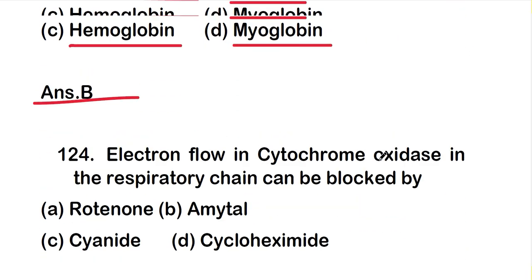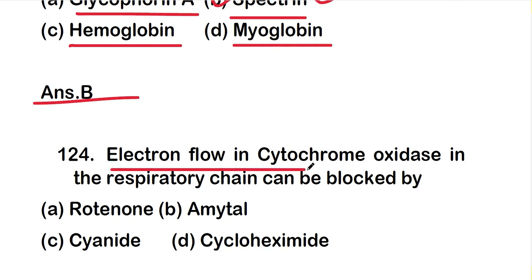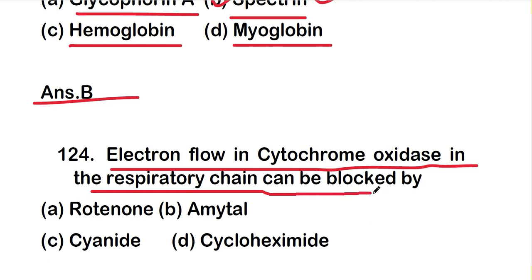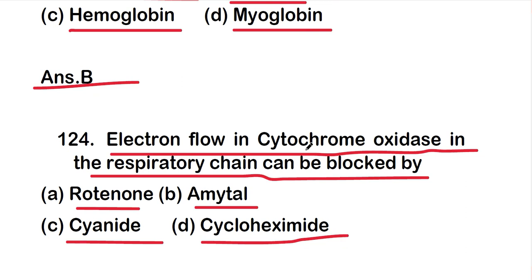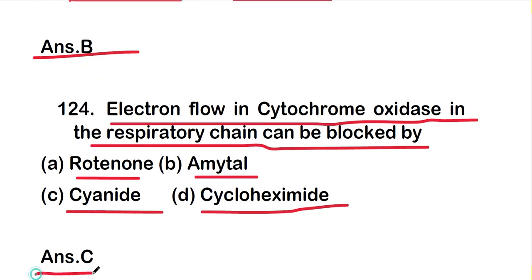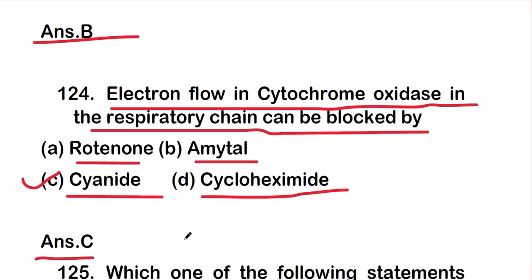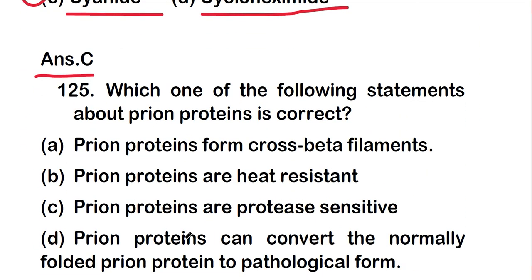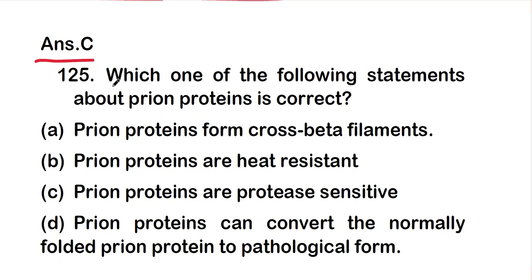So next question. Next question is, electron flow in cytochrome oxidase in the respiratory chain can be blocked by option A rotenone, option B amytal, option C cyanide, option D cycloheximide, and the right answer is option C, that is cyanide. So electron flow in cytochrome oxidase in the respiratory chain can be blocked by cyanide. Okay, so let's move on to the next question, that is question number 125.